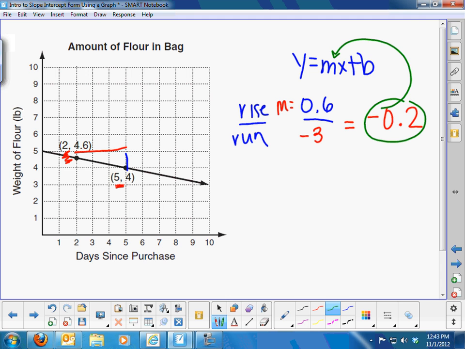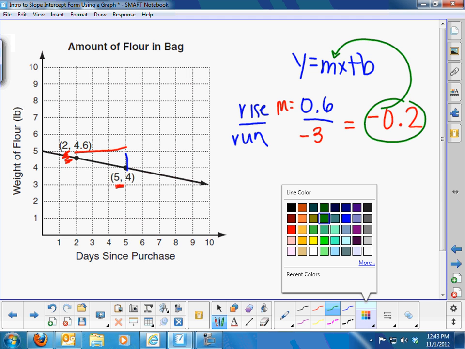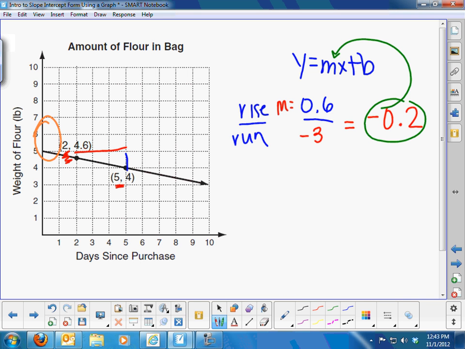Now, the b is real simple. When I have a graph, my y-intercept is simply the point where my line crosses the y-axis, which is at 5. So when I write my equation, it would be y equals my m, my slope, negative 2 tenths x plus my y-intercept, which is 5. So that would be the equation for this line, the amount of flour in a bag.